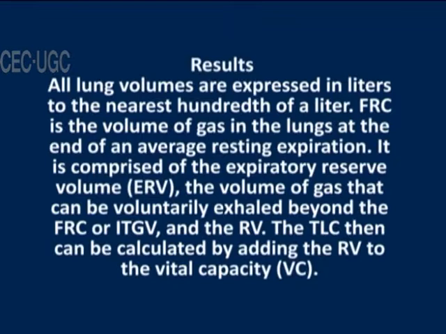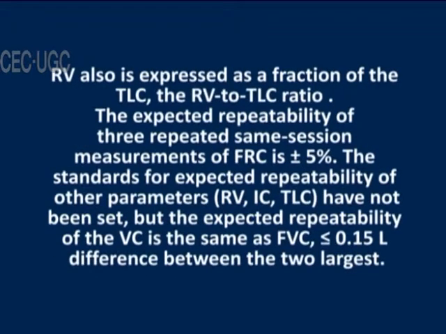Results. All lung volumes are expressed in liters to the nearest hundredth of a liter. FRC is the volume of gas in the lungs at the end of an average resting expiration. It is comprised of the expiratory reserve volume, that is ERV, the volume of gas that can be voluntarily exhaled beyond the FRC or ITGV, and RV. The TLC then can be calculated by adding RV to the vital capacity, that is VC. RV also is expressed as a fraction of TLC, the RV to TLC ratio.